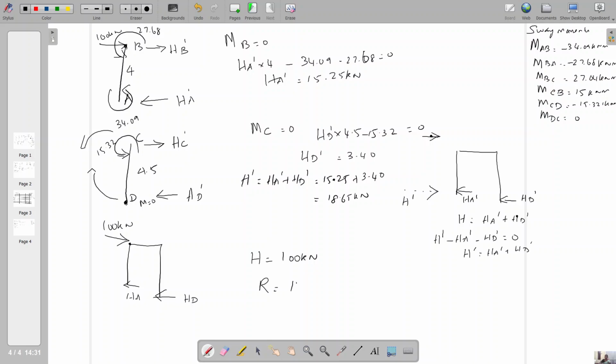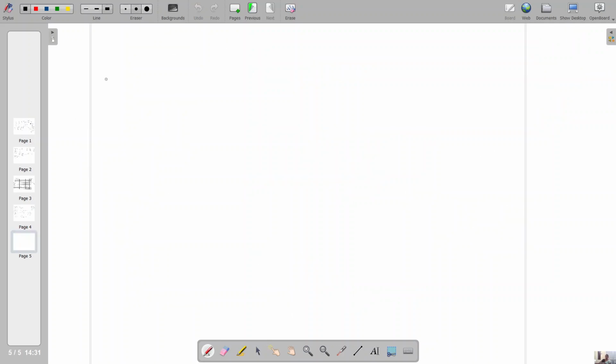So correction factor R equal to H by H dash. So 100 by 18.65, which is the correction factor. Here it is 5.36. So finally we are coming to the end of this problem.